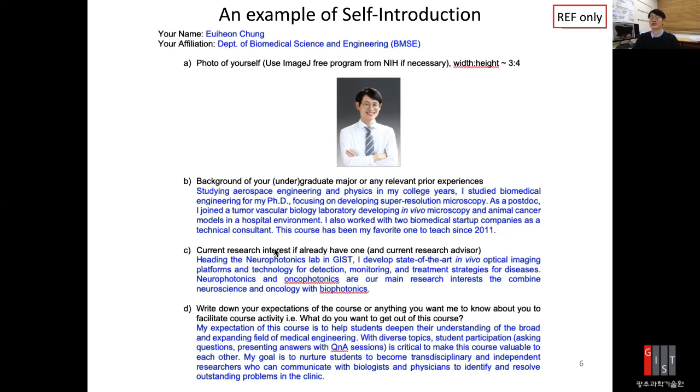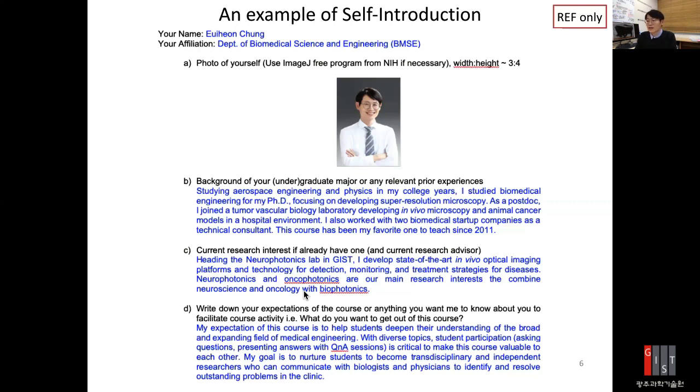For my current research interest, I have a laboratory here called the Neurophotonics Lab. We develop state-of-the-art in vivo optical imaging platforms and technology for detection, monitoring, and treatment strategies of diseases. The two big things are neurophotonics and oncophotonics. These are our main research interests, which combine neuroscience and oncology, the study of cancer, together with optics or photonics, so that we call it biophotonics.